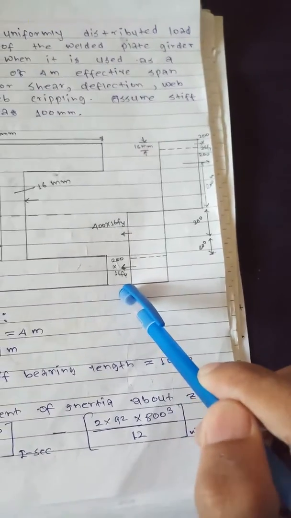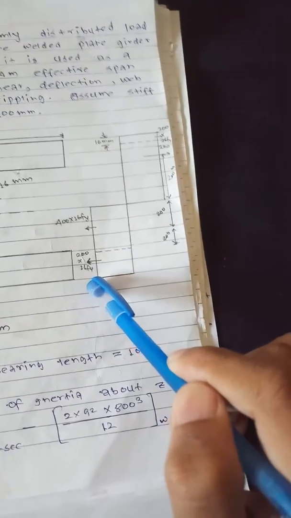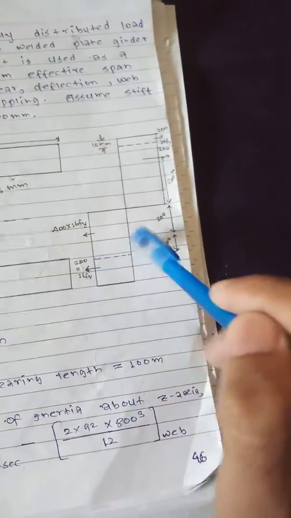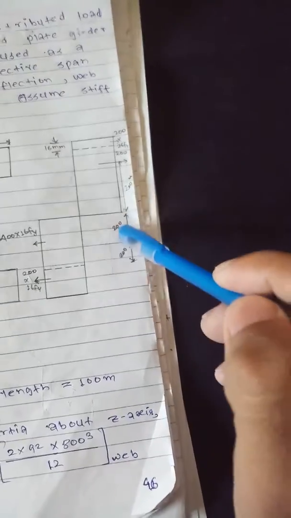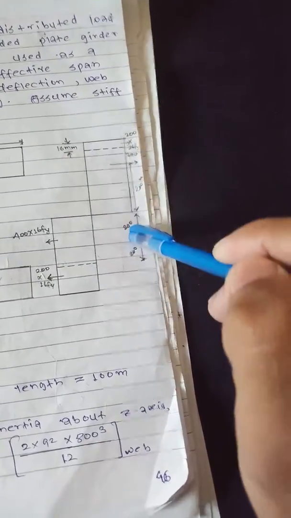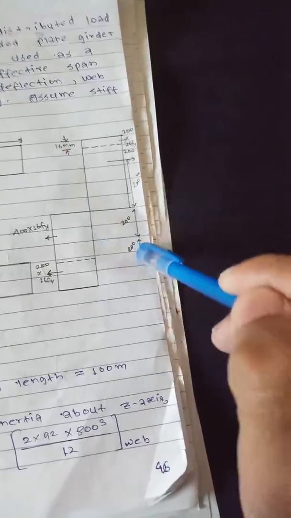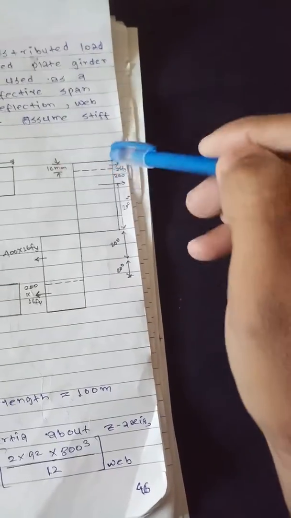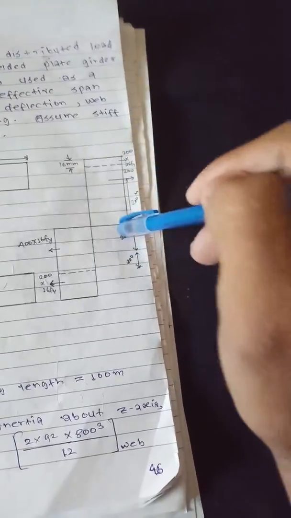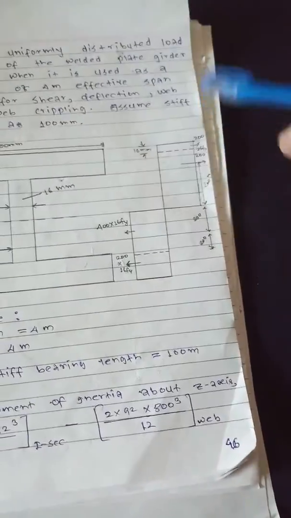Fy is what? Fy is nothing but the yield stress of the web, as I said earlier. And then 200 is here, up to here, and similarly from here to here this 200, and this total is 800. 400, 200, 200, 600, and 200, 800.